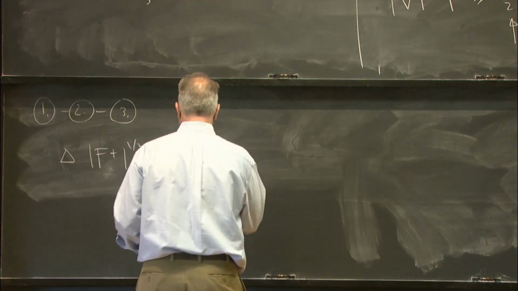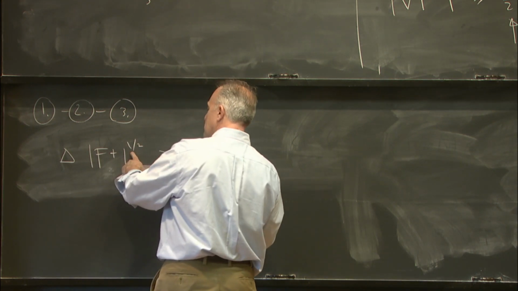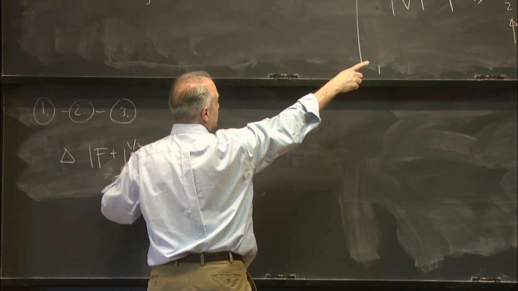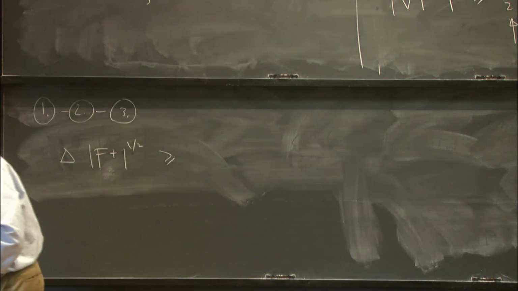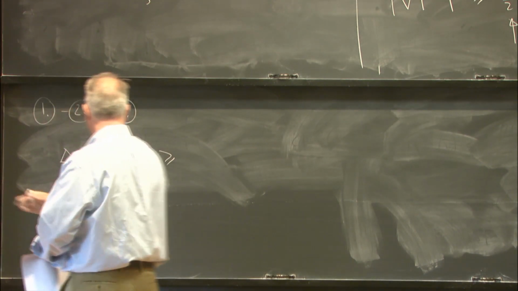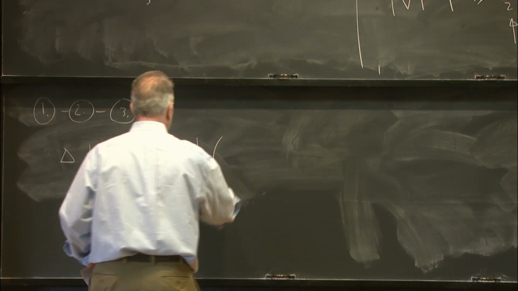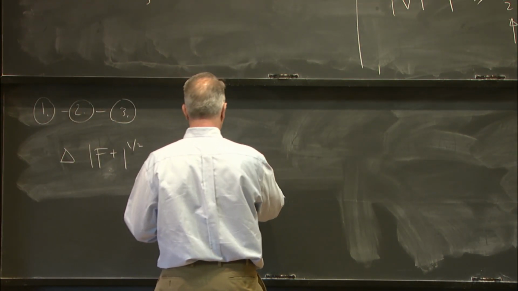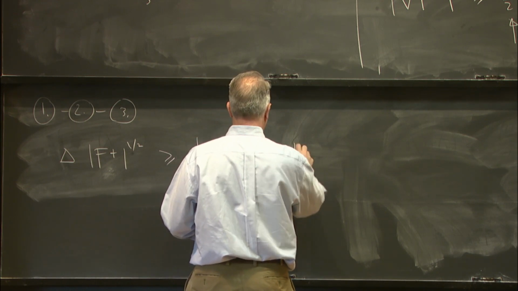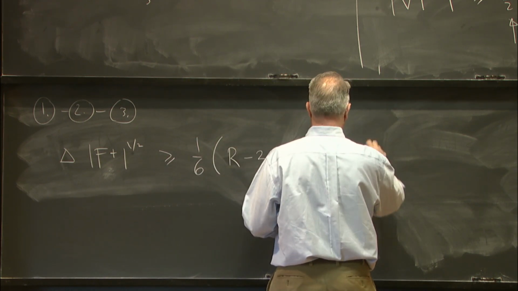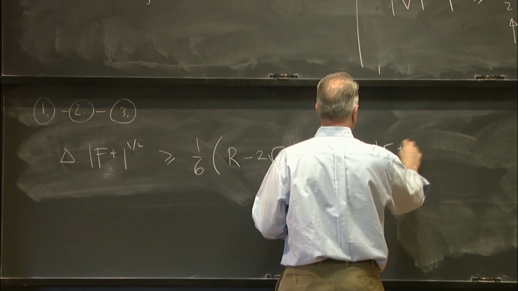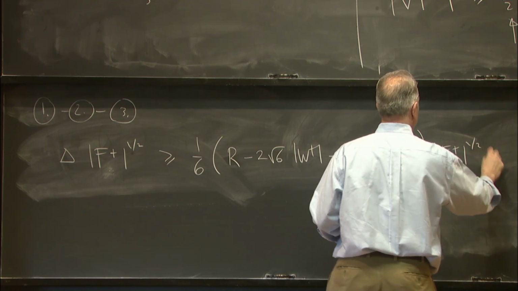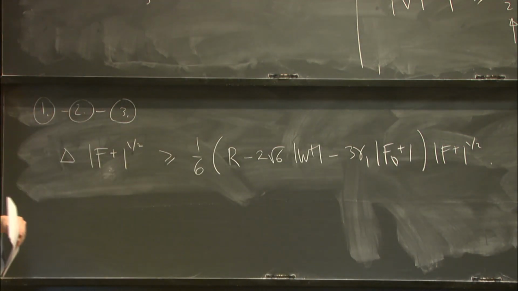And then when you get over here, and this is sort of the magic, with this choice of power that's driven by the sharp constant in the Kato inequality, combined with the fact that you have a 1/3 here, they're all interplaying together, and you get a 1/6. And that's going to be crucial. So, I'll just collect all the terms under this 1/6. So it's r minus 2 root 6 norm w plus minus 3 gamma 1 norm of f plus times that power of f plus.